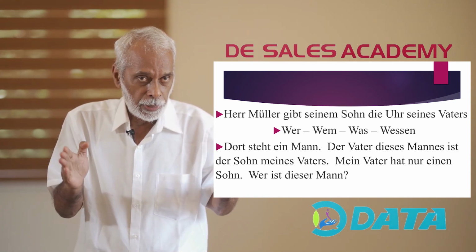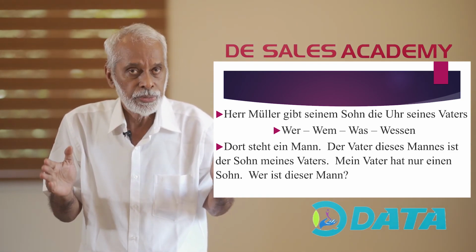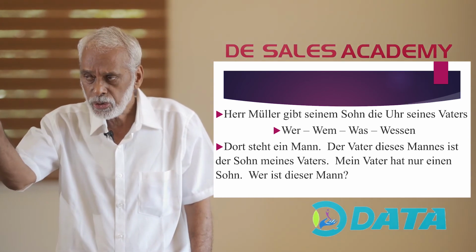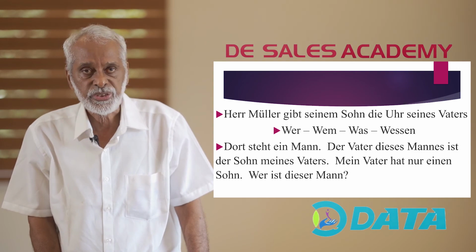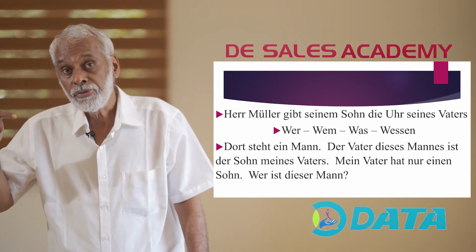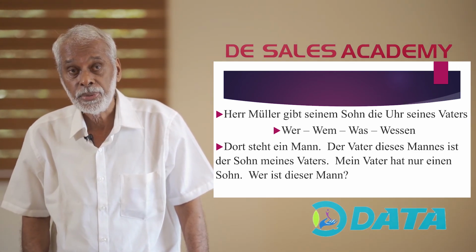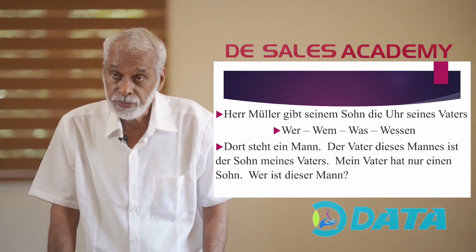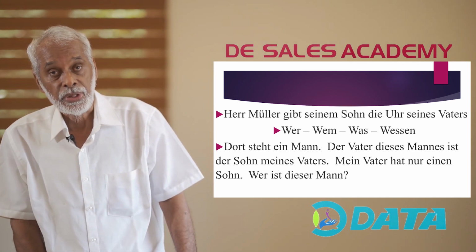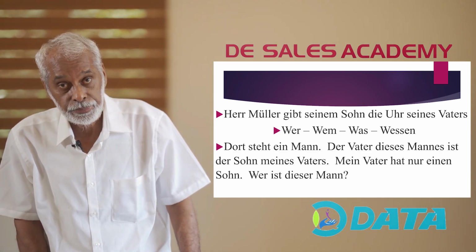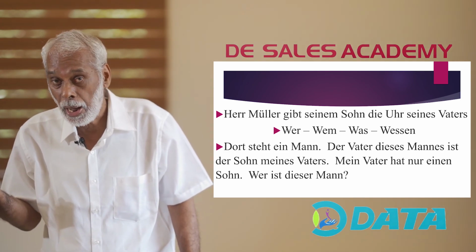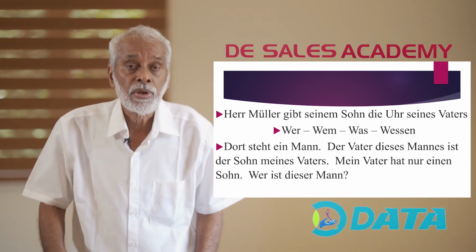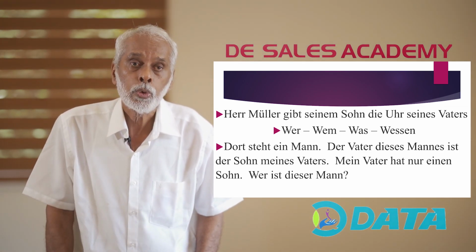Now I am giving you a small puzzle. Think it over, and if you get the answer, let me know. Dort steht ein Mann. A man is standing there. Der Vater dieses Mannes ist der Sohn meines Vaters. The father of this man is the son of my father. Mein Vater hat nur einen Sohn. My father has only one son. Who is this man?